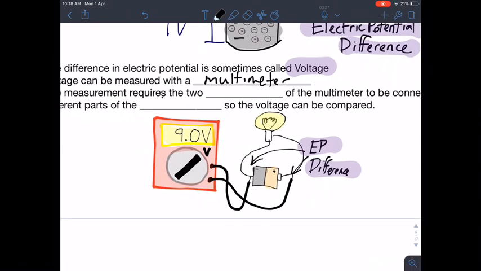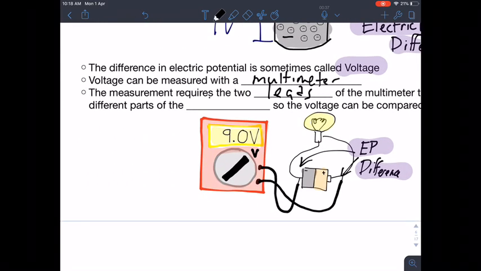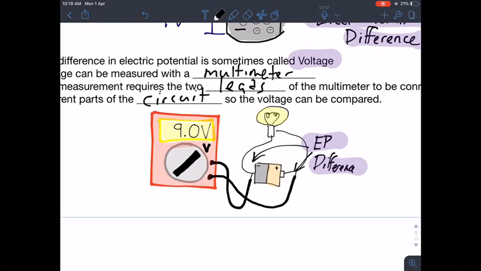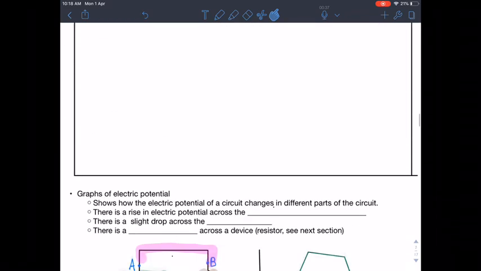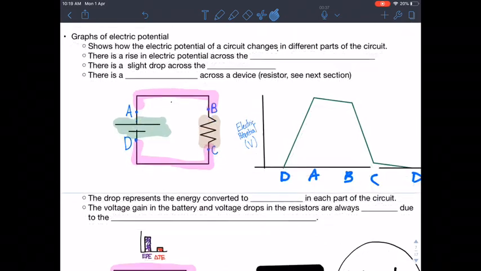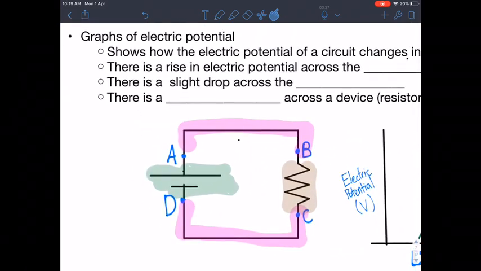So we're going to fill this in and say the measurement requires the 2 leads, is what they're called, leads of the multimeter, to be connected to different parts of the circuit so the voltage can be compared. If you were to touch the 2 leads to the same spot, it would always read 0 volts because there would be no difference. First thing we need to understand is the different parts of a circuit.